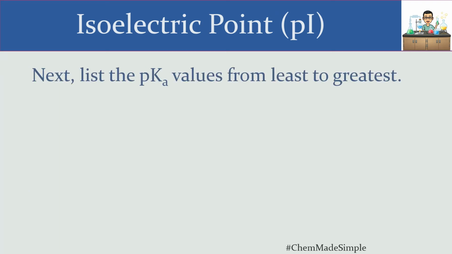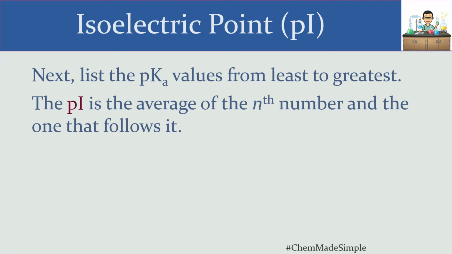The next step is to list out all the pKa values from least to greatest, so in ascending order. And once we have that list of pKa values, all you need to do in order to determine your isoelectric point is find the average of the nth number, and remember n is your maximum possible charge, and of the number that follows it.